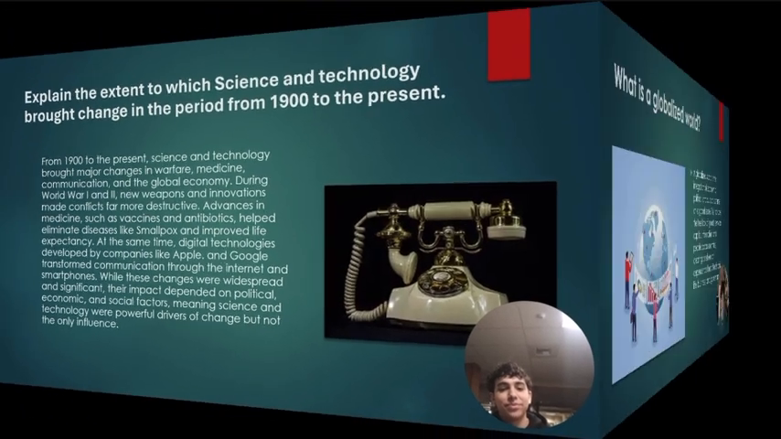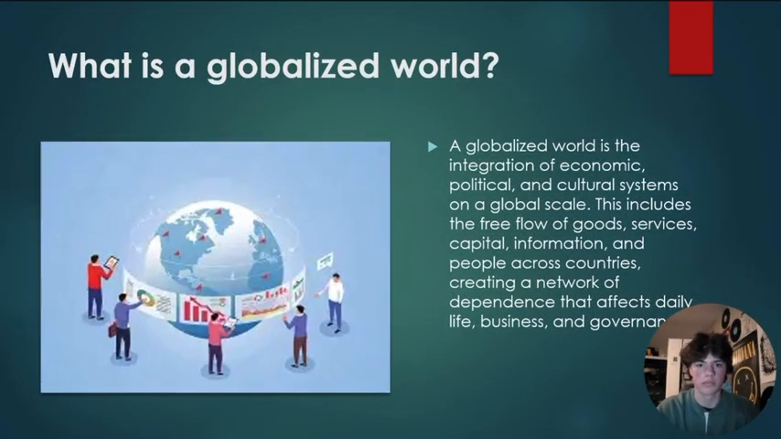What is a globalized world? A globalized world is the integration of economic, political, and cultural systems on a global scale. This includes the free flow of goods, services, capital, information, and people across countries around the world. This creates a network of dependence that affects daily life, business, and governance.